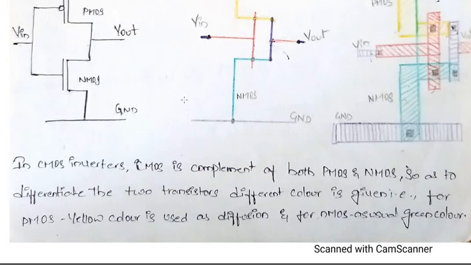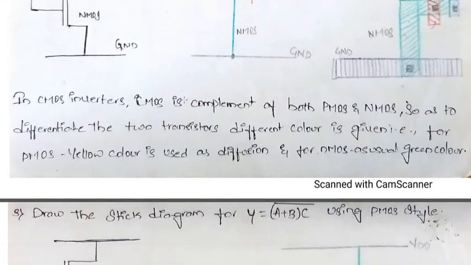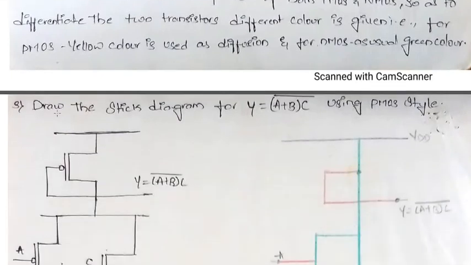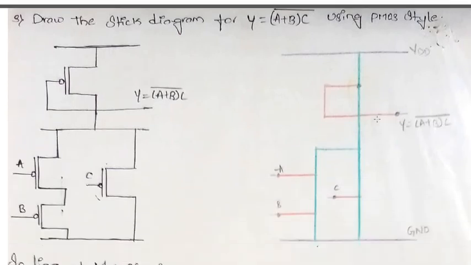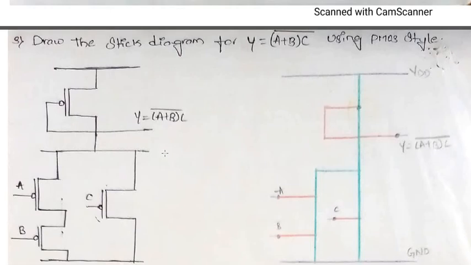Now I am giving the stick diagram and one more example of your PMOS style. Okay, see, draw the stick diagram for Y equals (A plus B into C) whole bar using PMOS style. I am giving an example for this. I will give an assignment for you people to draw the stick diagram of this one. Fine. So I hope you will be drawing the stick diagram.